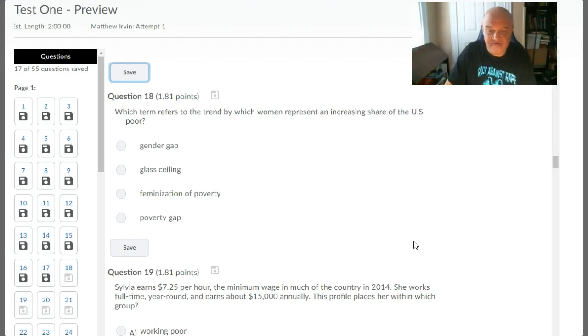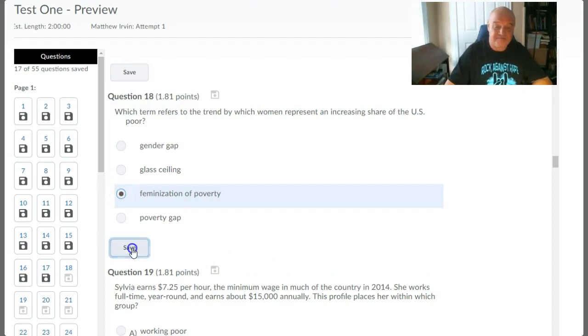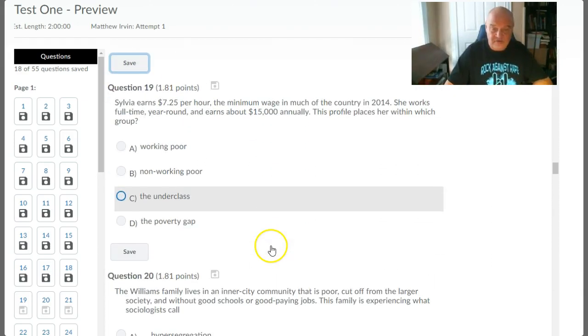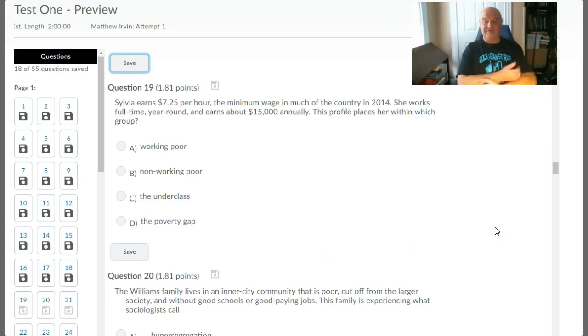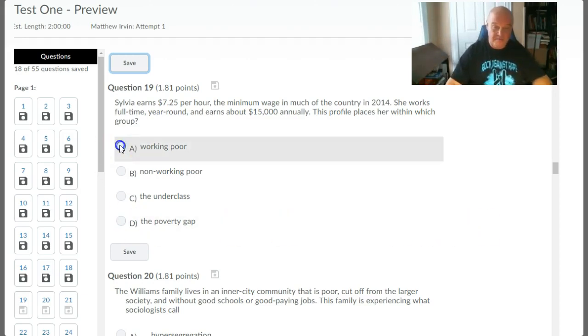Which term refers, question 18, to the trend by which women represent an increasing share of the United States poor? And that's the feminization of poverty. Question 19, Sylvia earns $7.25 per hour, and the minimum wage is that in much of the country in 2014. She works full-time year-round and earns about $15,000 annually. This profile places her within which group? And that would be the working poor.